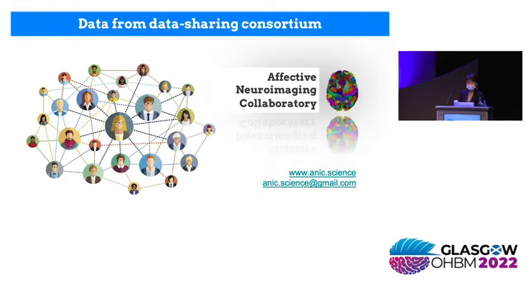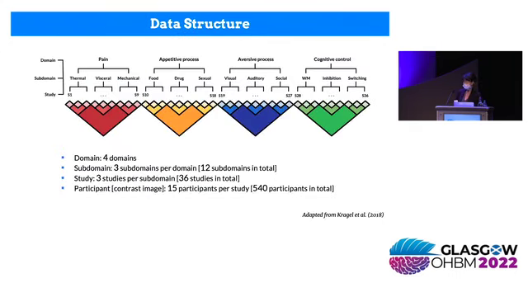First, I would like to note that this data set was collected thanks to the contribution of our collaborators through a new data sharing initiative, the Affective Neuroimaging Collaboratory, which is open to new collaborators. So this is the structure of our data. We systematically sampled participant-level fMRI contrast maps from 36 studies, focusing on 4 domains of mental process that are widely associated with insula, which are pain, appetitive process, aversive process, and cognitive control.